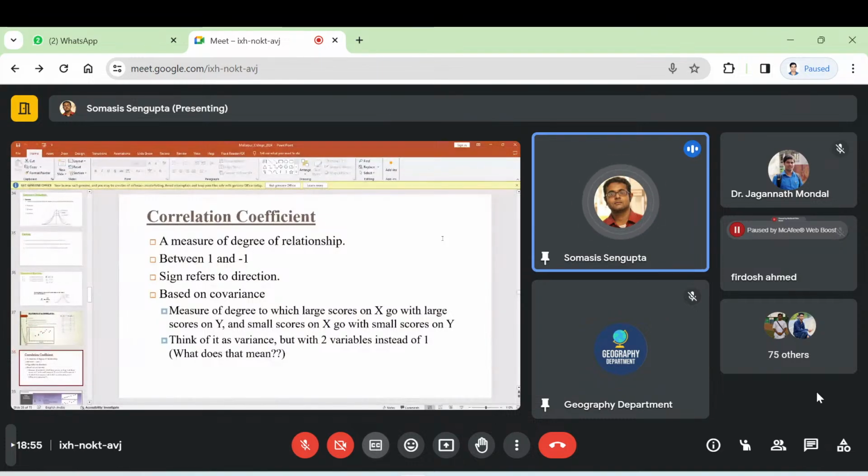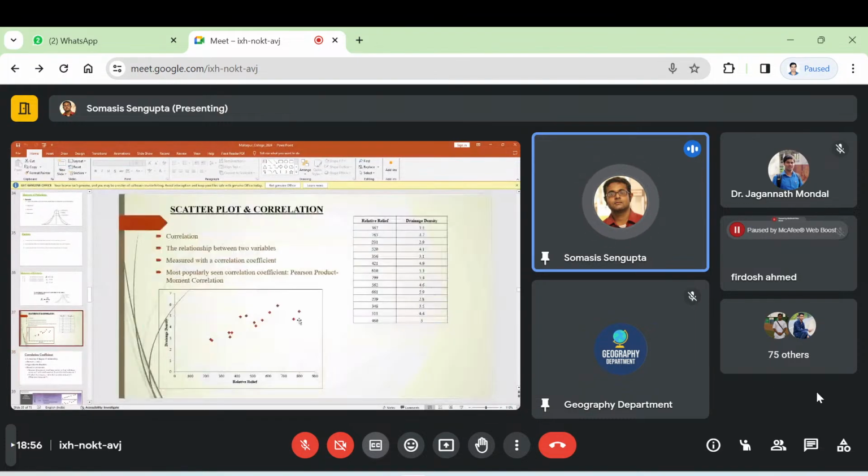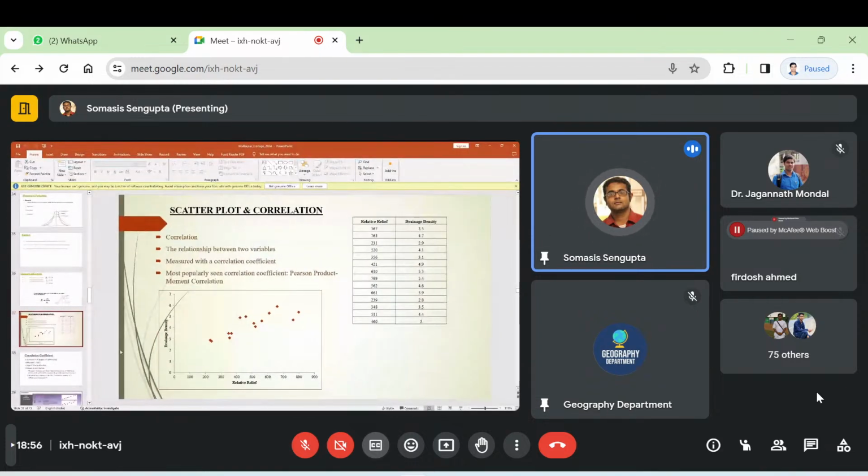Now this sign is very important. Suppose I get a correlation value from 0 to 1 that is positive, that means it is a positive relation. Positive relation means suppose one parameter is increasing, the other parameter will also increase. For example, in this diagram, there is apparently a positive relationship between relative relief and drainage density. That means if relative relief increases, the drainage density is also increasing.